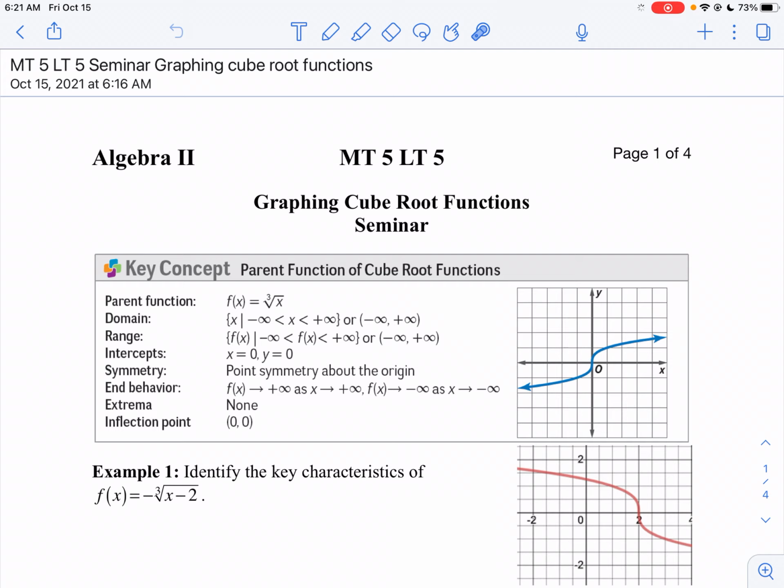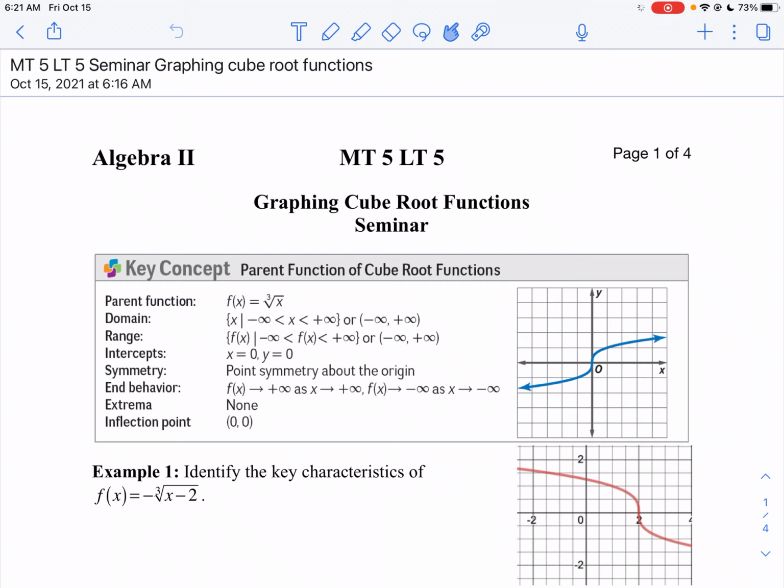And as x approaches positive infinity, f of x approaches positive infinity. As x approaches negative infinity, f of x approaches negative infinity. It doesn't have any relative maximum or minimum. So now, on example 1, to identify the key features, that's what I'm looking at here. You're not going to solve any problems. You're just going to describe it.